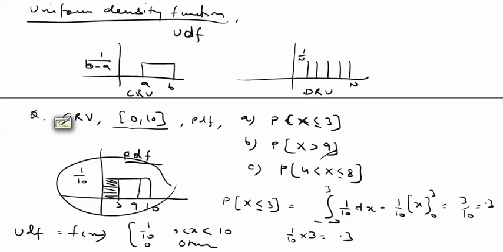I mark 9 here. The area above 9 is 1 into 1 by 10, which is 0.1. For the area from 4 to 8, this much area, 4 into 1 by 10 equals 0.4. So for UDF we solved a particular question.